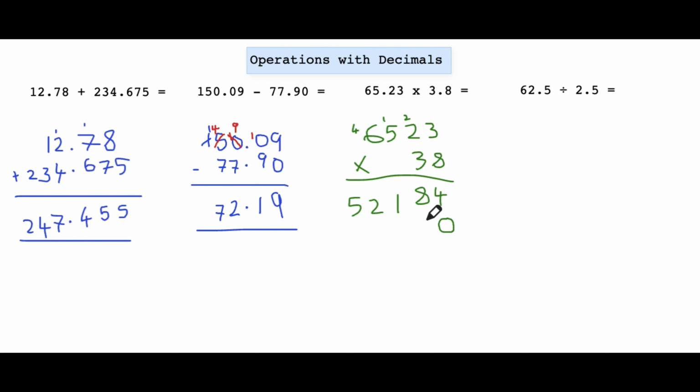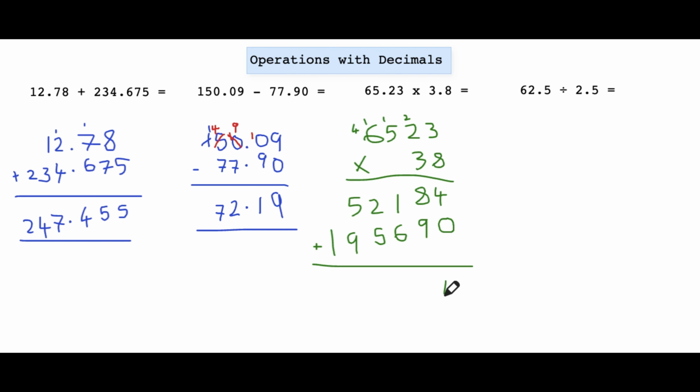3 times 3 is 9. 3 times 2 is 6. Notice I'm aligning the numbers as I'm going. 3 times 5 is 15. That is 5. Carry a 1. Then 3 times 6 is 18. Plus 1 is 19. Alright, then we add.